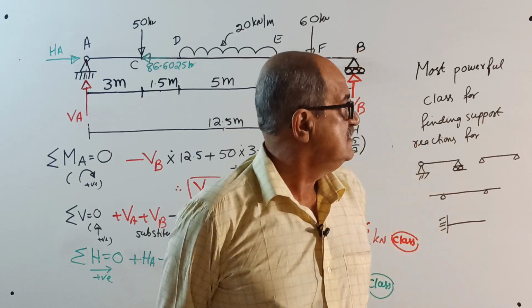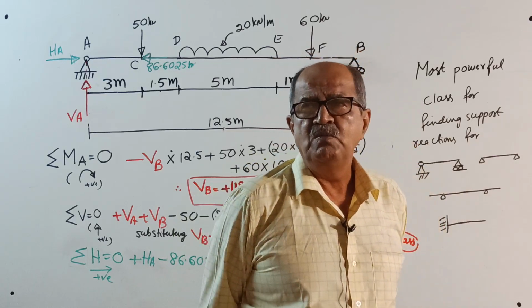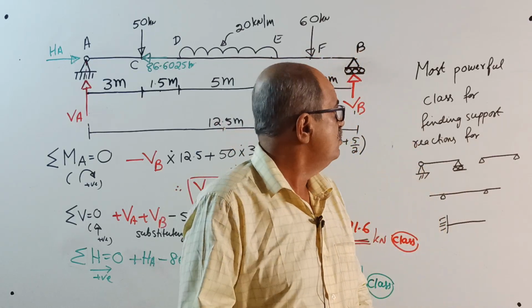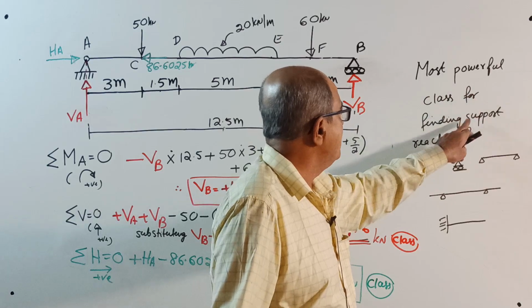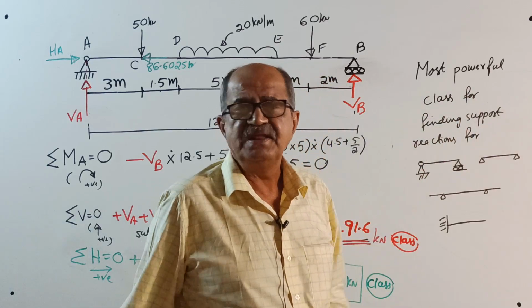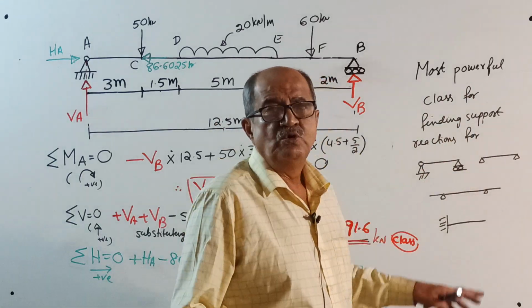Welcome. Class number I have not noted down. Most probably 34, I think, part 2. Okay. But remember, this is the most powerful class for finding support reactions.